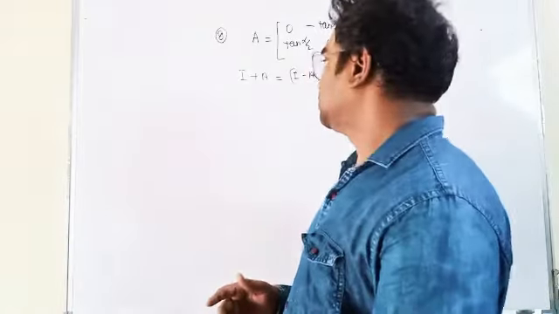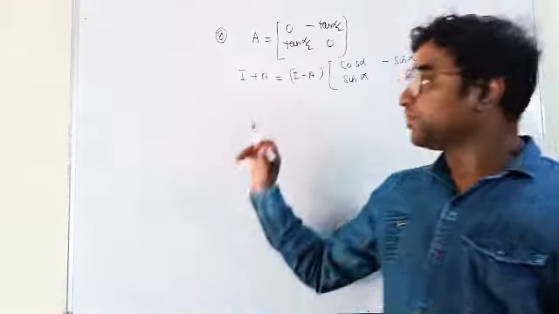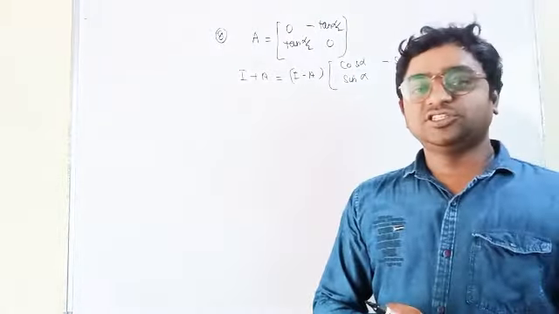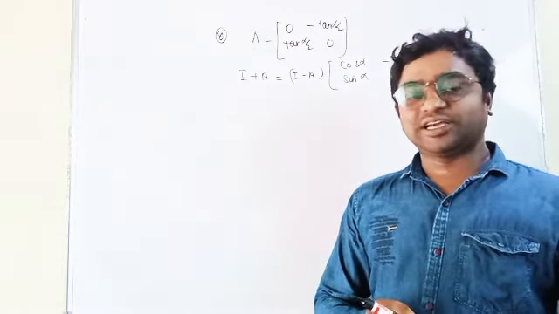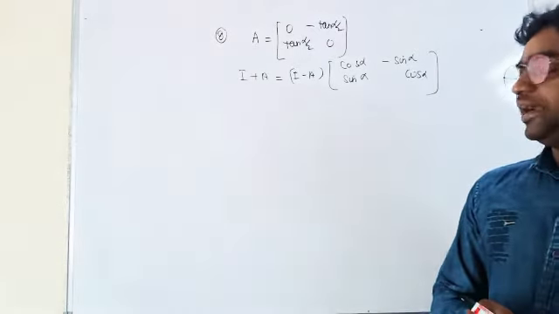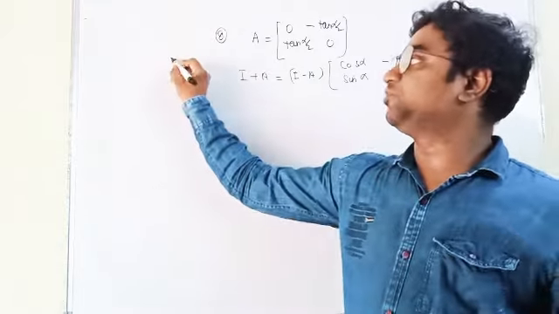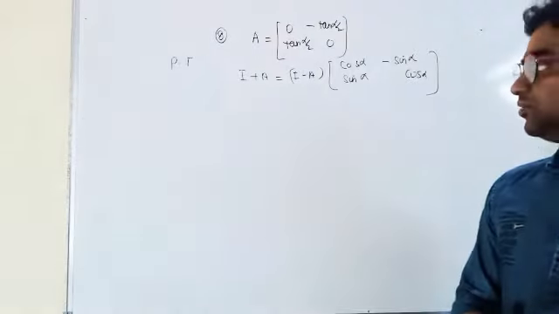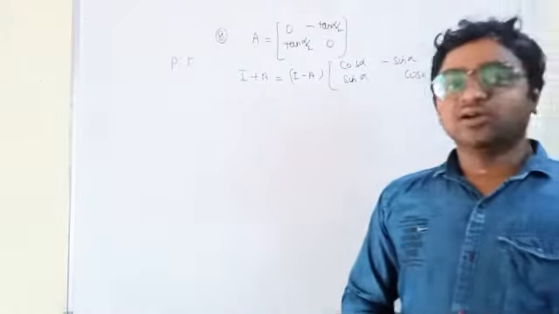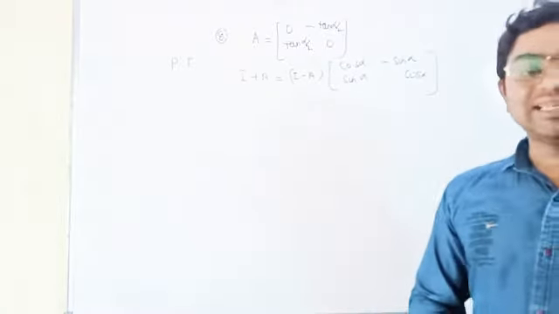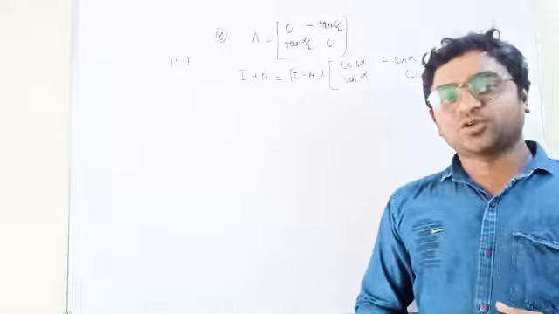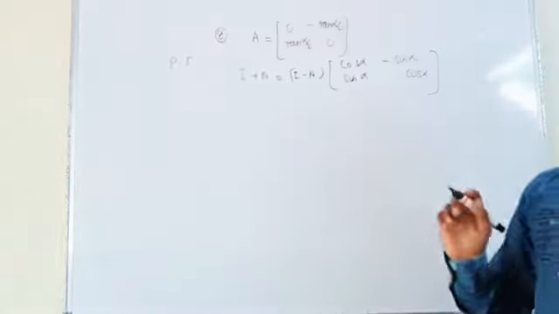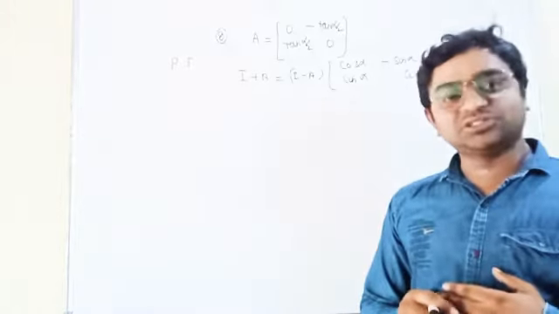So here the question is: A is equal to the matrix [0, minus tan alpha by 2; tan alpha by 2, 0]. And here what we have to prove is that I plus A is equivalent to I minus A into the matrix [cos alpha, minus sin alpha; sin alpha, cos alpha]. So here we must understand the question first.